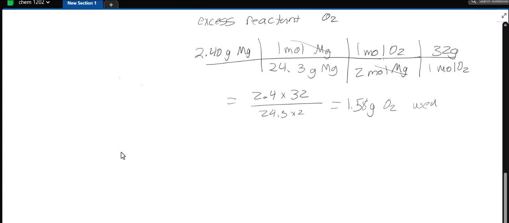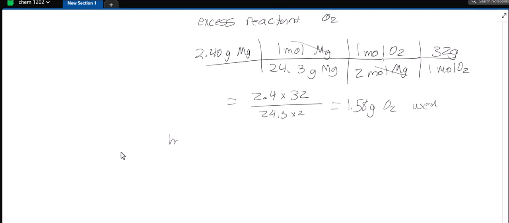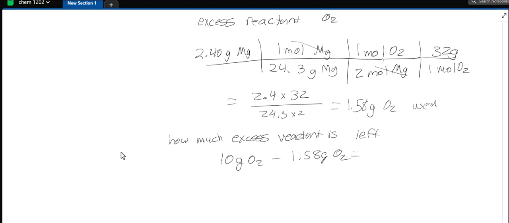And so how much excess reactant is left? Well, we started with 10 grams of oxygen. So 10 grams of oxygen minus 1.58 grams of oxygen is 8.42 grams of oxygen.